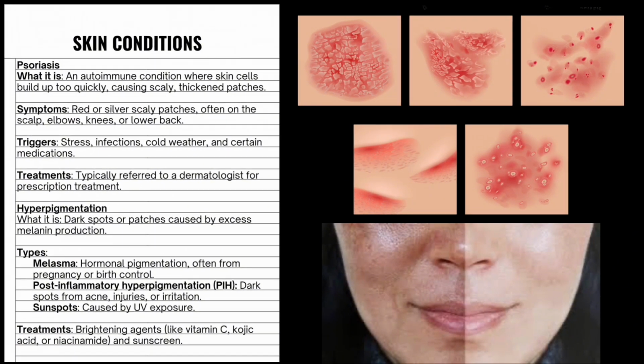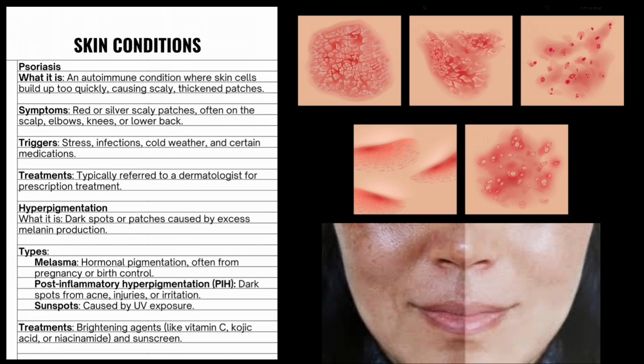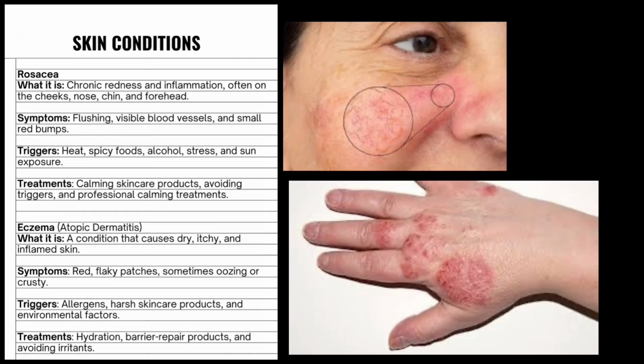Hyperpigmentation is dark spots or patches caused by excess melanin production. Types of hyperpigmentation: melasma, post-inflammatory hyperpigmentation, and sunspots. Treatments for hyperpigmentation include brightening agents like vitamin C, kojic acid, or niacinamide, and sunscreen.